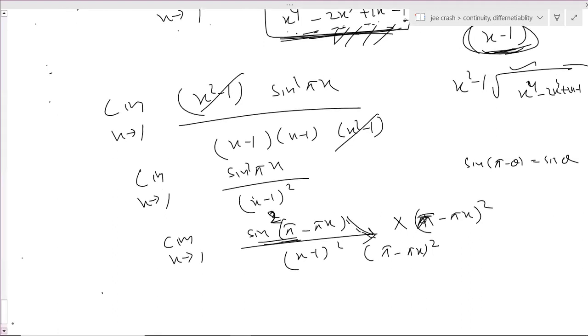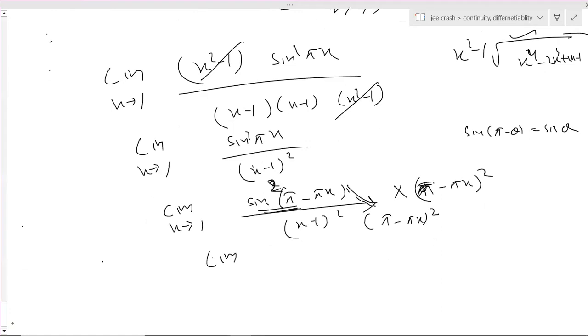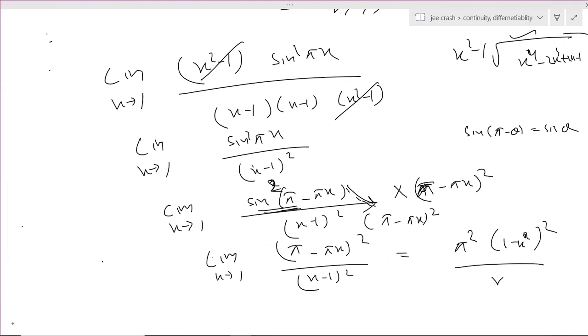What we have is (pi minus pi x square) upon (x minus 1) square. So if I take pi common, pi square (1 minus x square) upon (x minus 1) square. This is cancelled. The answer is pi square. Is it clear, everyone? Yes, sir.